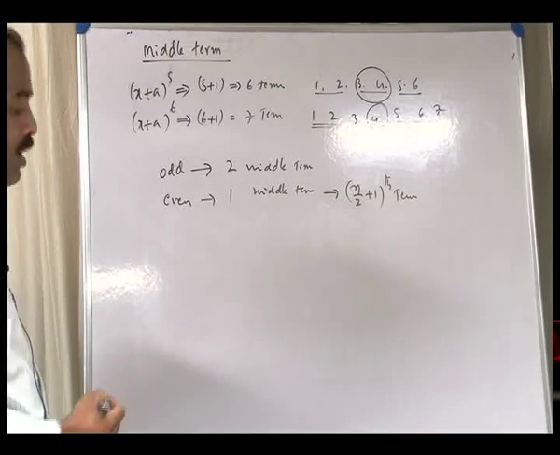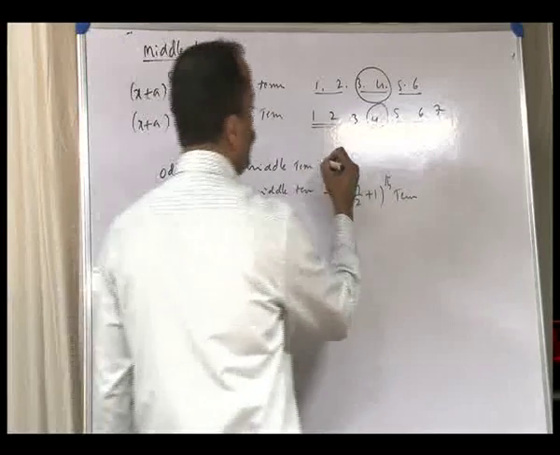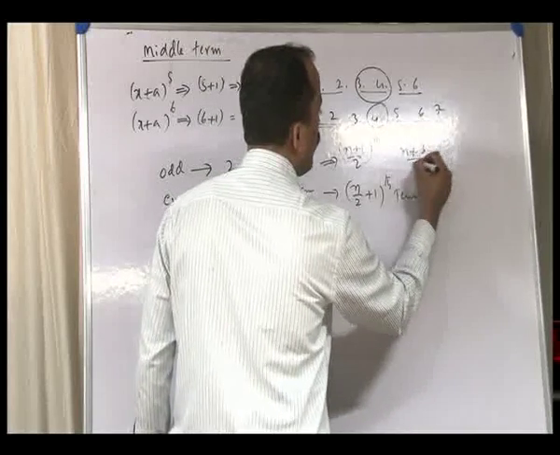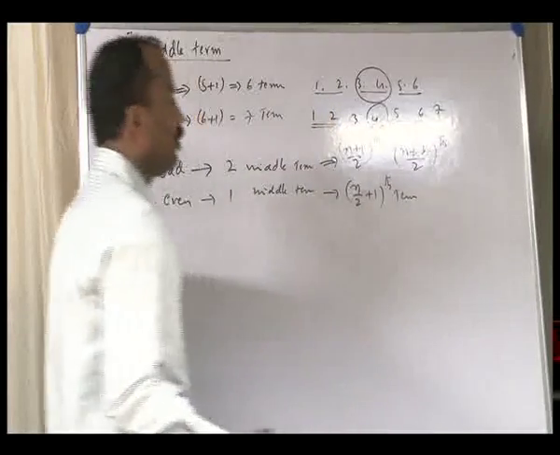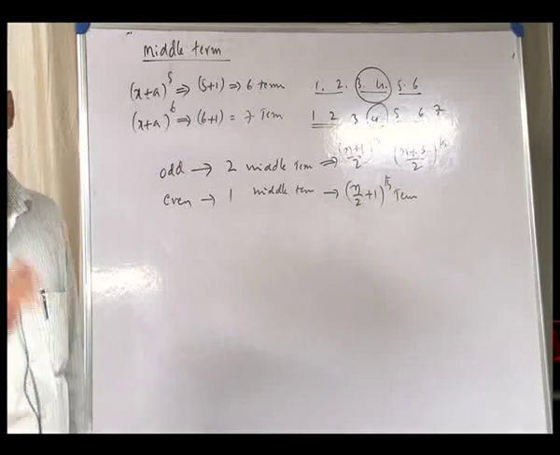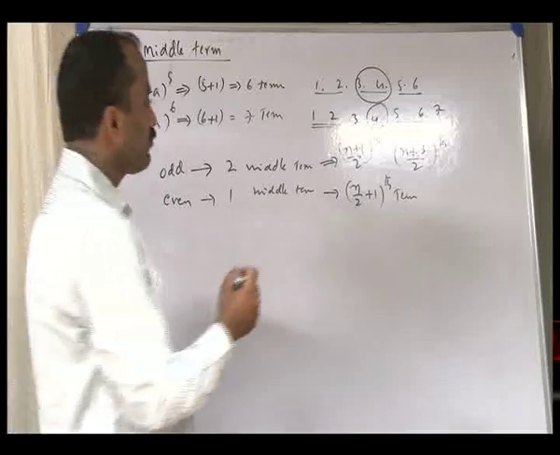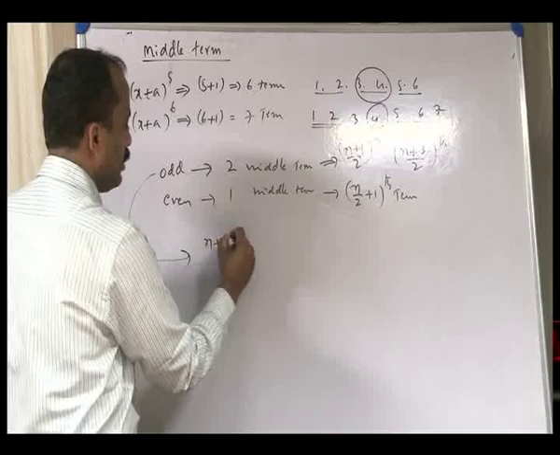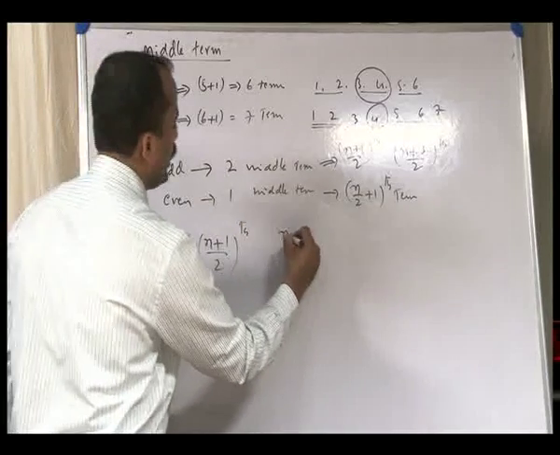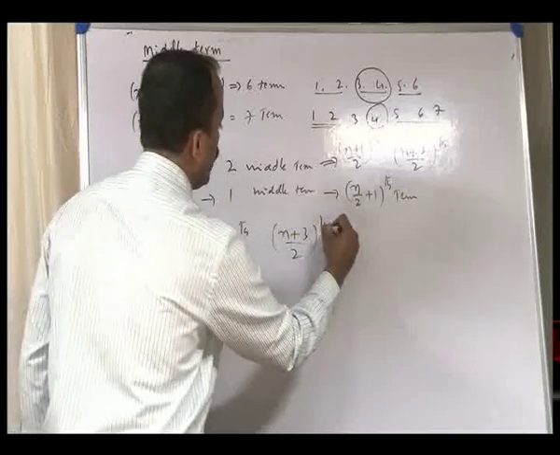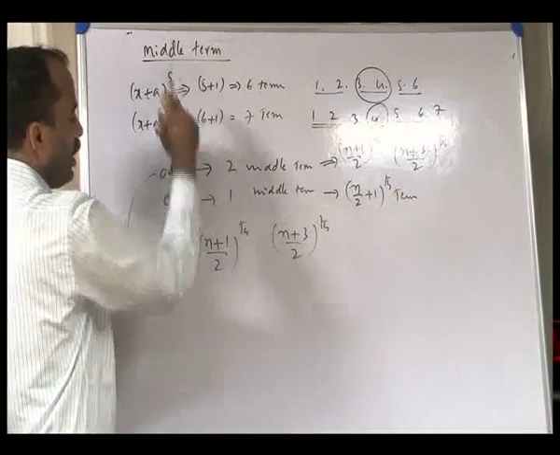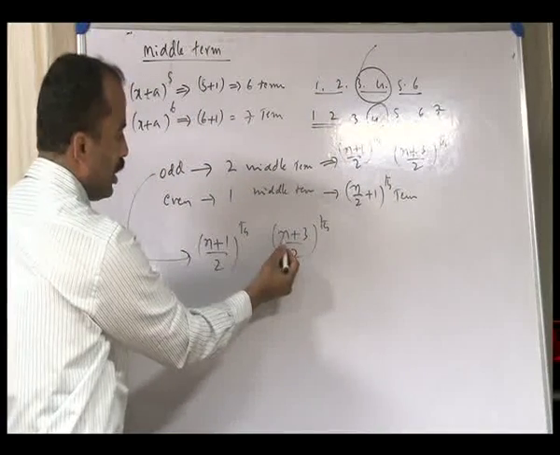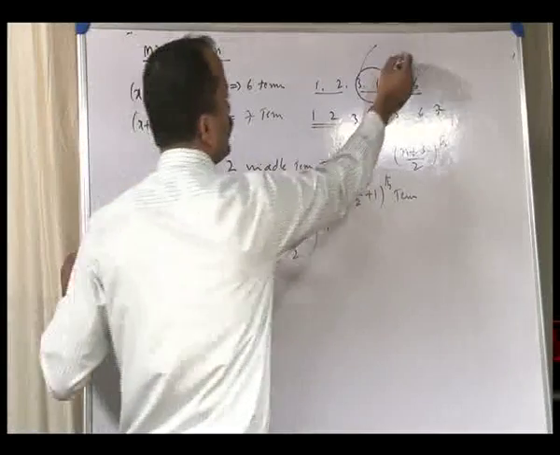Whereas if the power is odd, the ((n+1)/2)th term and the ((n+3)/2)th term are the middle terms. For an odd power, the (n+1)/2 th term and another is the (n+3)/2 th term. For example, here what is the odd number? 5. So, 5 plus 1 is 6, 6 by 2 is 3, the 3rd is a middle term, and one more is 5 plus 3 is 8, 8 by 2 is the 4th term, the middle term.